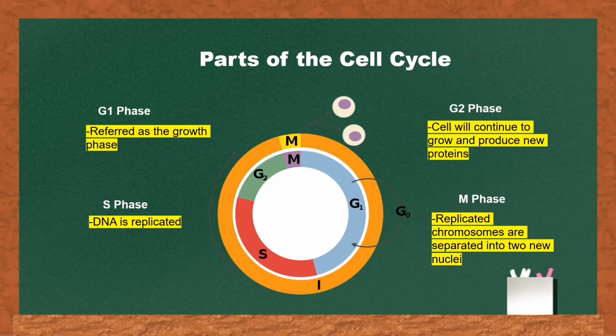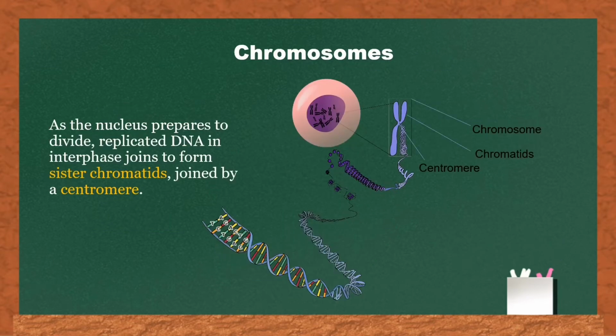Lastly, M phase or mitosis is a part of the cell cycle when replicated chromosomes are separated into two new nuclei. Cell division gives rise to genetically identical cells in which the number of chromosomes is maintained. As the nucleus prepares to divide, replicated DNA in interphase joins to form sister chromatids, and both are joined by a centromere. You can refer to the diagram here. It illustrates on how the chromosome look like with details.